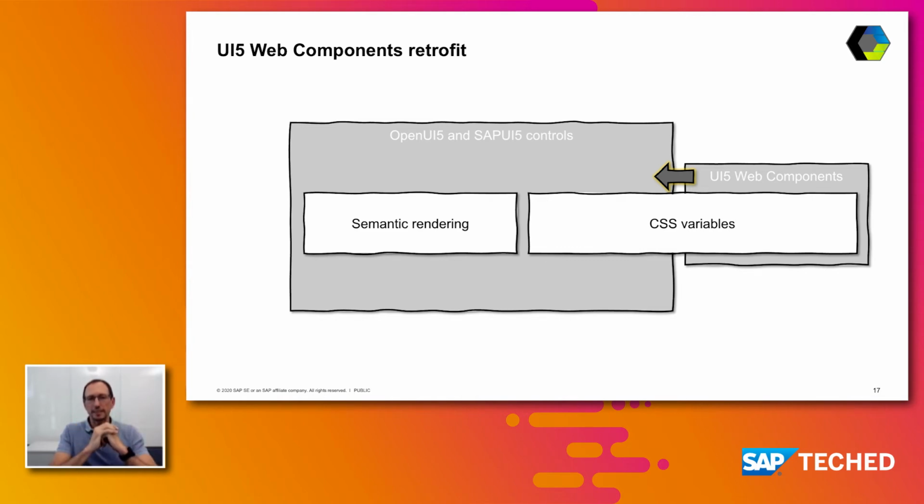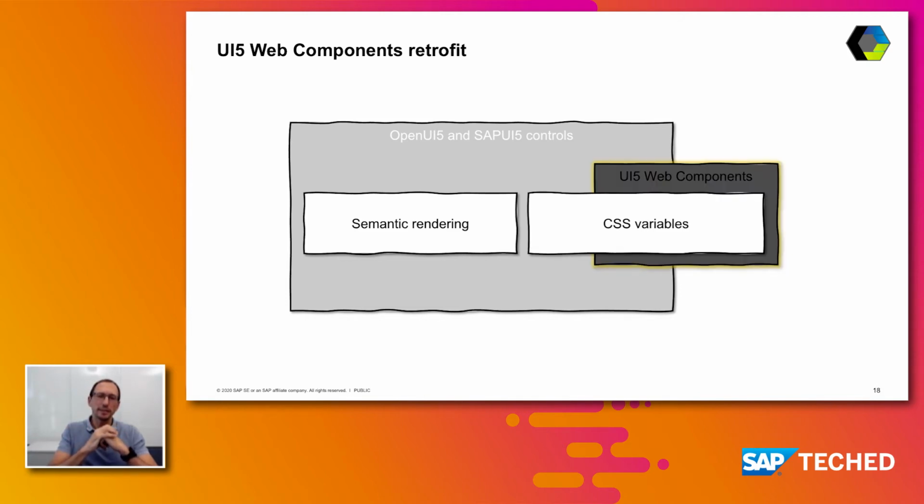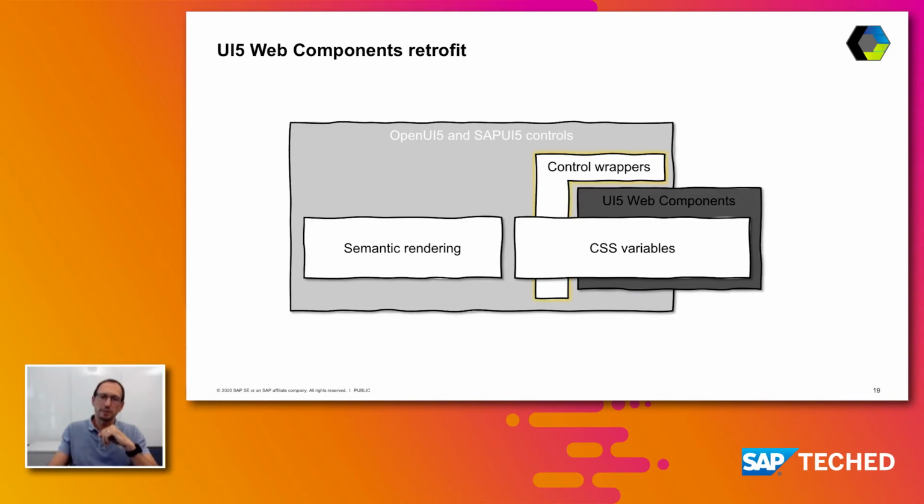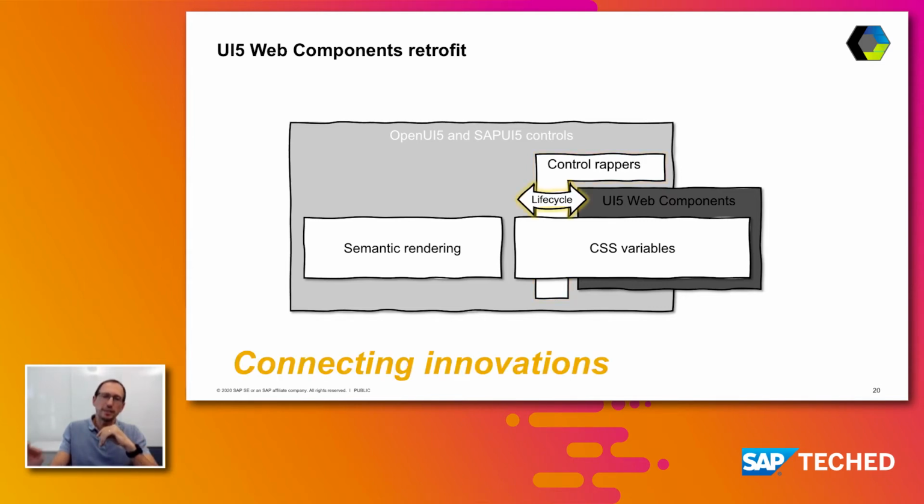And that's it. Let's now really do the next step, and let's really integrate UI5 web components into UI5 and make UI5 web components also for the future the control development model for new UI5 controls. And technically, we then use wrappers. And with these wrappers, we connect the life cycle between the UI5 world and the web components world.